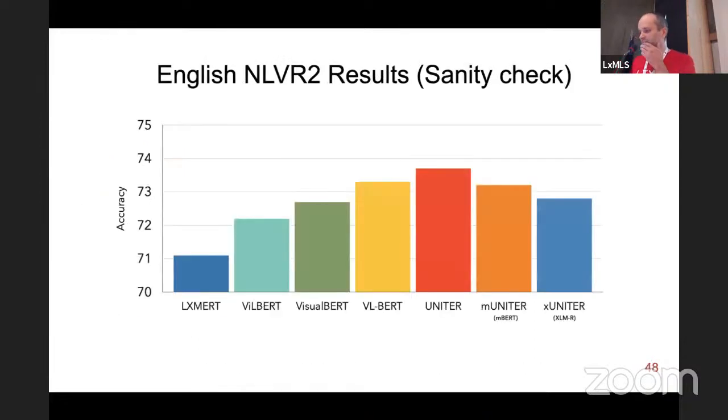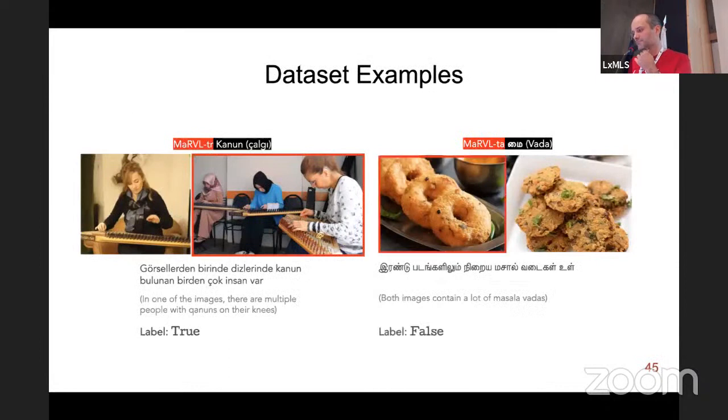I think that in some of these examples, like in one of the images, there are multiple people with kanuns on their knees. I think it's quite easy to bind some of the words into the image. If you know what the Turkish word is for people, and you know what the Turkish word is for kanun and the part of the body, I think this should be quite easy if the model can actually do it. And when we translate this Turkish example into English using machine translation, its performance is much better.